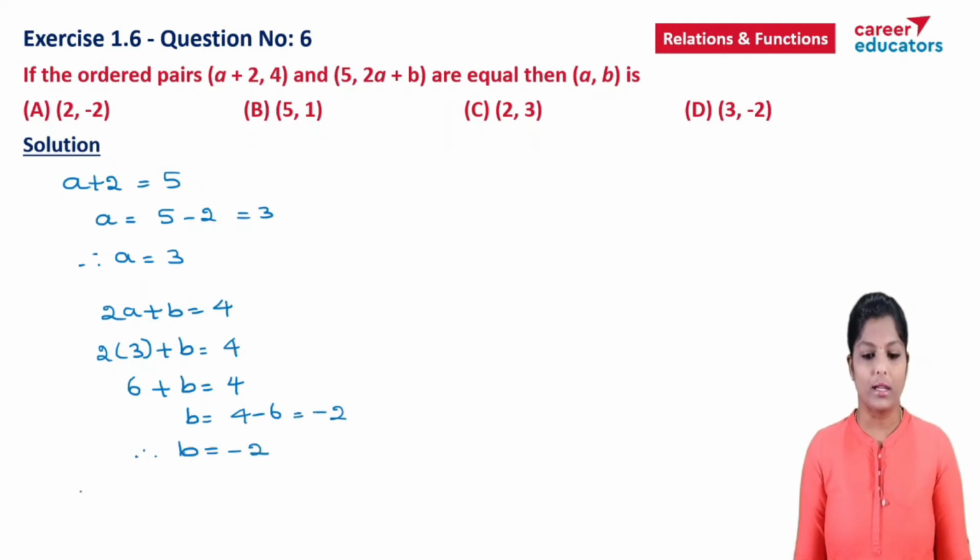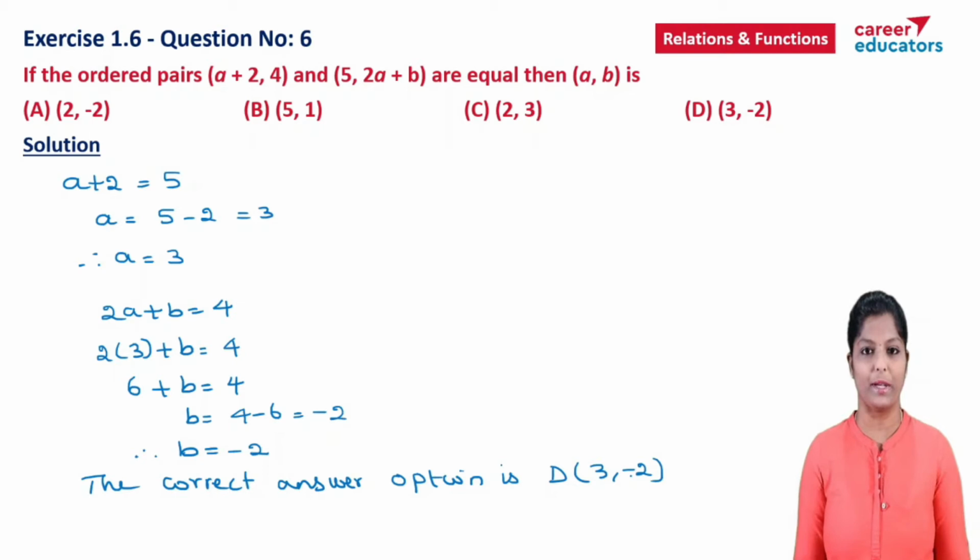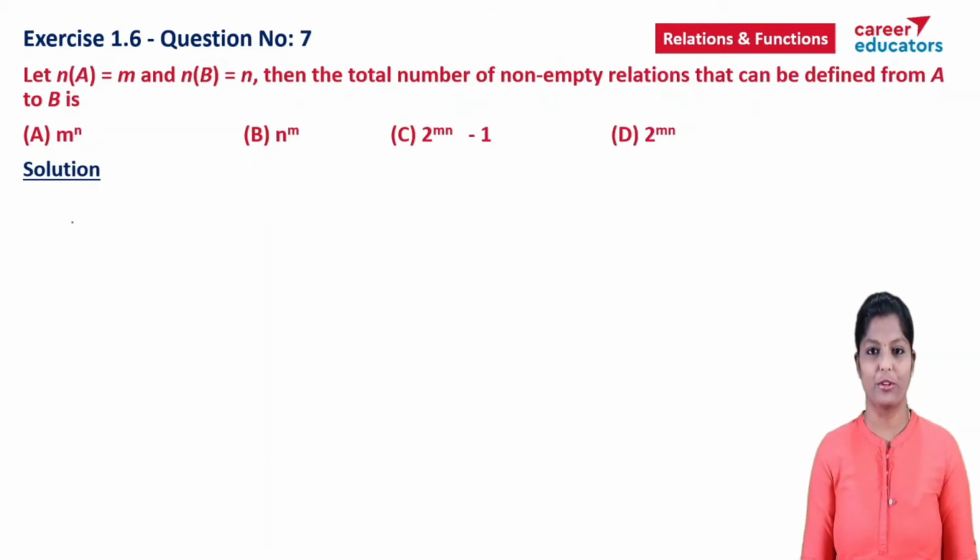So, the correct answer option is D. 3 comma minus 2. That's all, we have completed this problem. Next, we are going to solve question number 7.